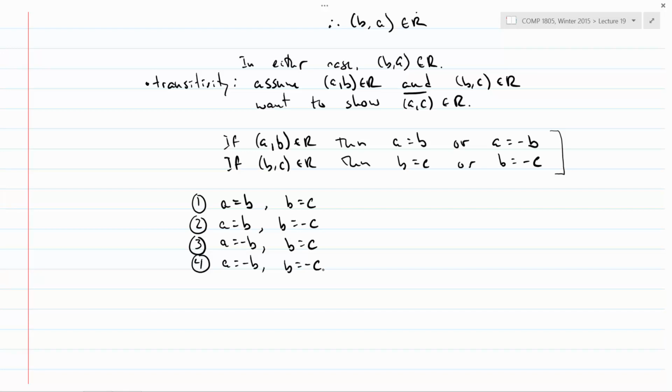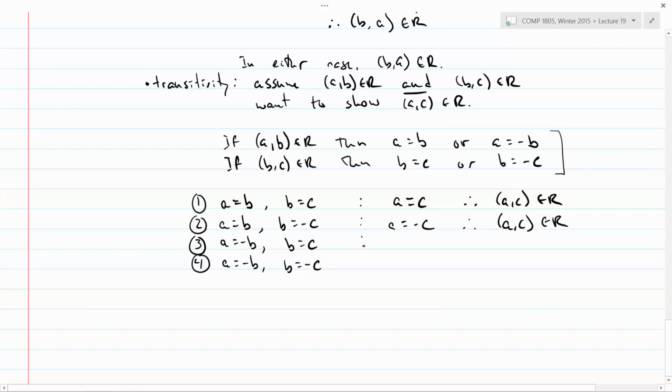All right, so let's go through this. If A equals B and B equals C, what do I know? A equals C. And therefore, AC is in R. So case 1 is easy. What about case 2? If A equals B and B equals minus C, then A equals minus C. And if A equals minus C, then AC is in the relation.